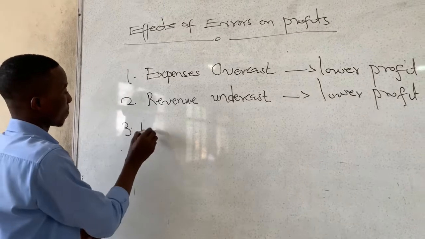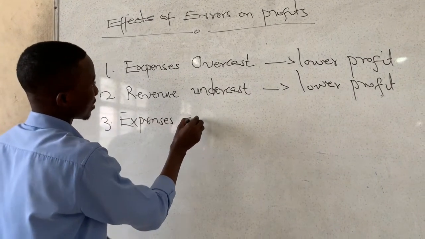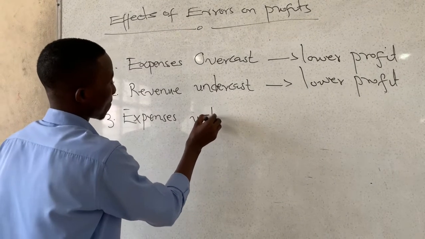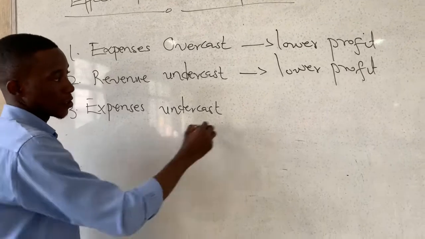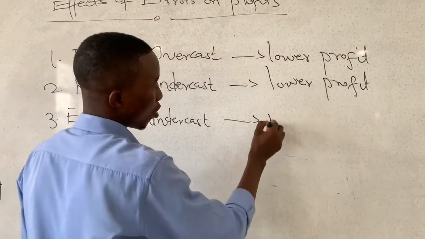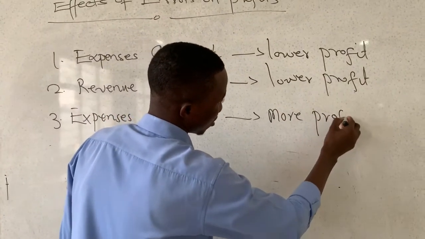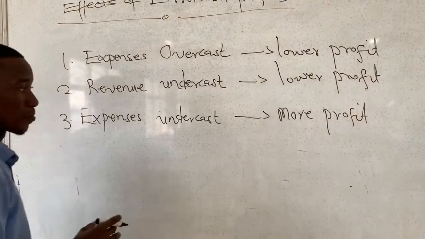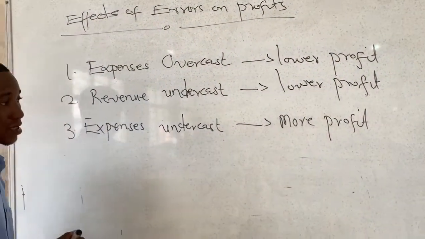Third, expenses undercast. When you understate your expenses, the effect is that you will get more profit than you're supposed to get. When you understate your expenses, you ascertain more profit as you're supposed to get.